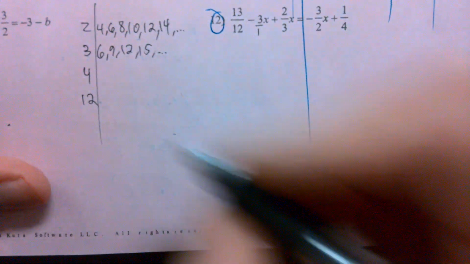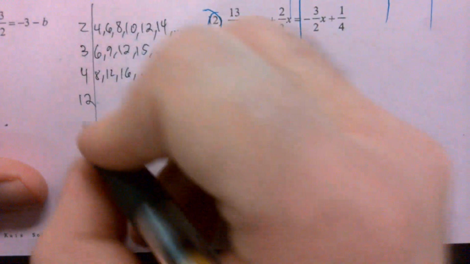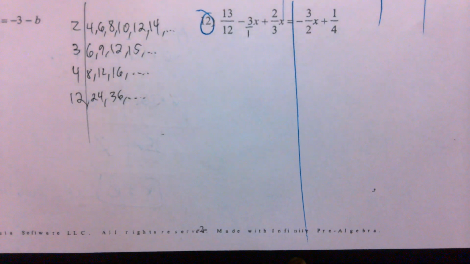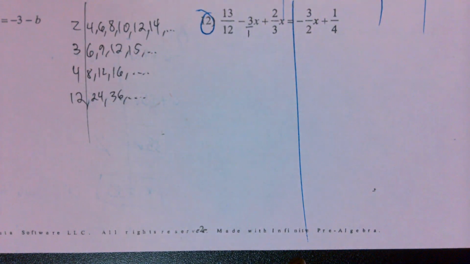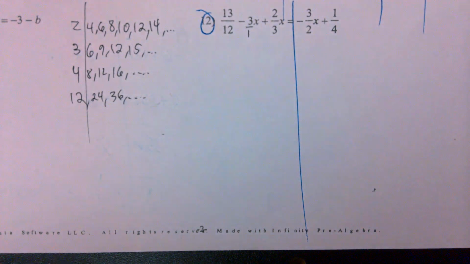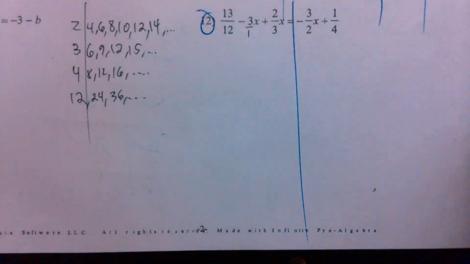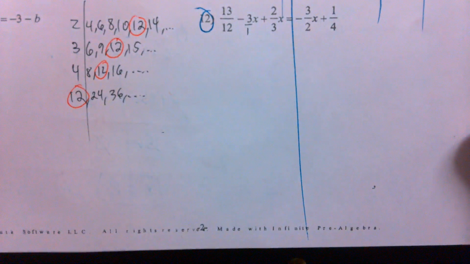3, we've got 6, 9, 12, 15, and so on. 4, 8, 12, 16, and so on. And then 12, we've just got 12, 24, 36. Right? We're just writing out the multiples. And what we're looking for is the lowest number that all 4 of these denominators have in common. 12. Exactly. We've got a 12, a 12, a 12, and a 12.